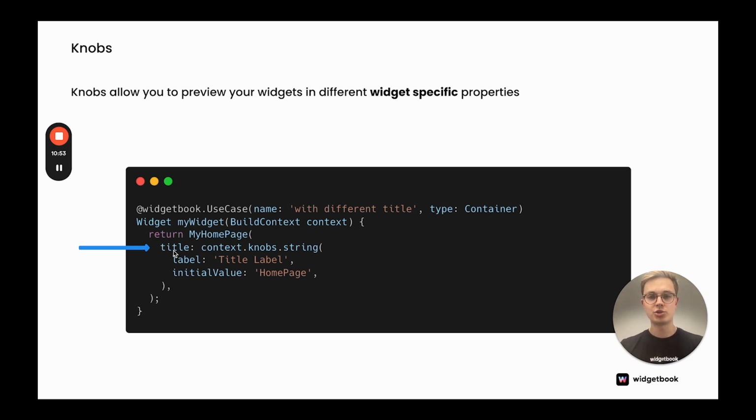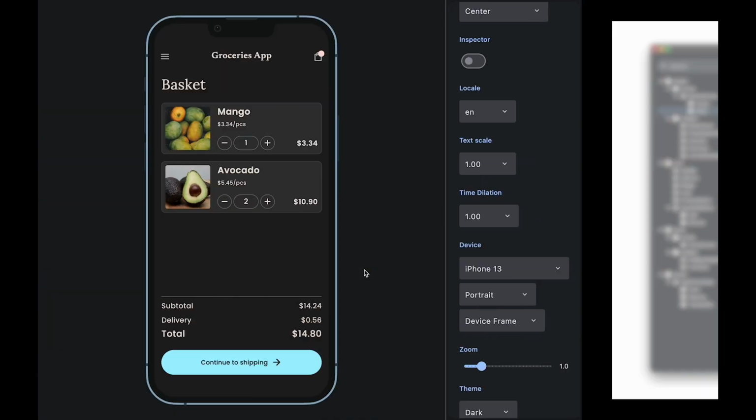And what we could usually do is we could just provide the mock here. We could just provide the string here. But what we can also do is we can make it dynamically adjustable in the Widgetbook UI. So you can write context.knobs.string in this case, because it's a data type we need, but no worries, we support all the data types. You provide a label that is going to be seen in the Widgetbook UI. I'm going to show you in a second. And then we provide an initial value, in this case, homepage. And again, it's demo time.